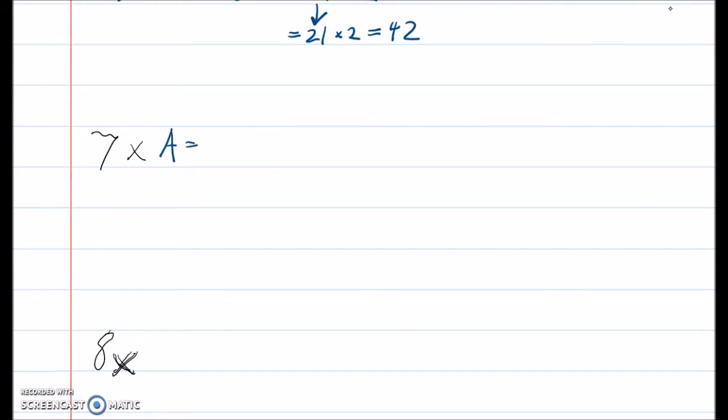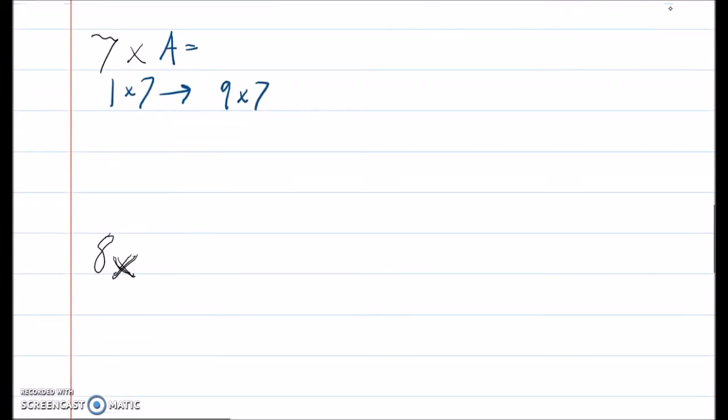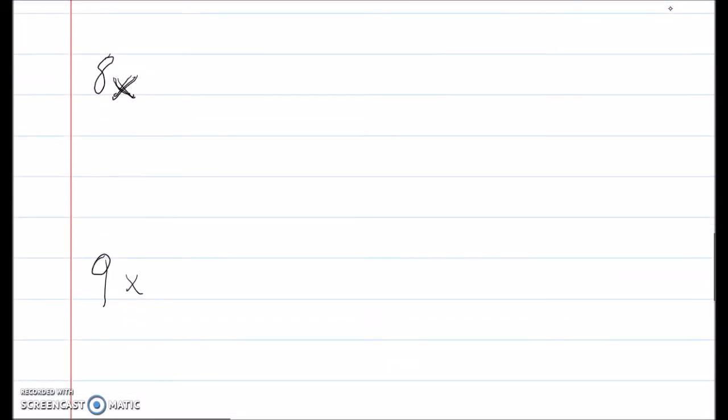Is going to be another one of those memorization ones. You're just going to have to memorize 1 times 7 all the way up until 9 times 7. Sorry about that. That's just how some of these go.